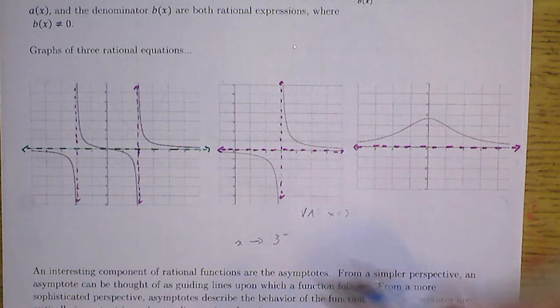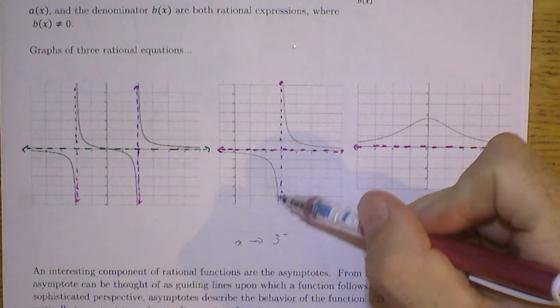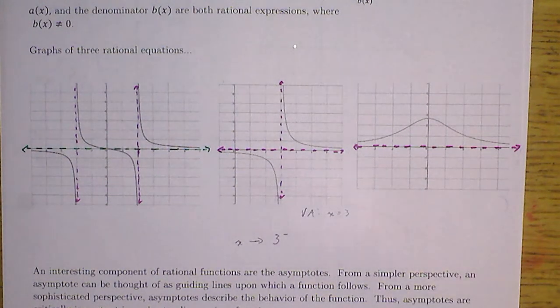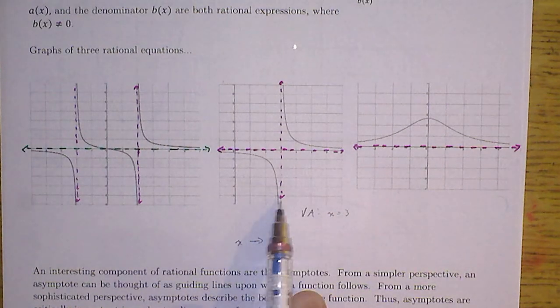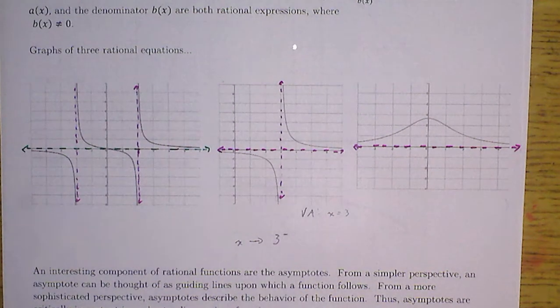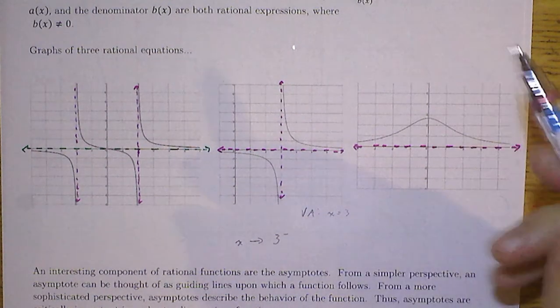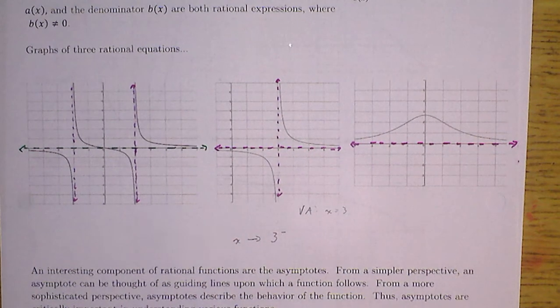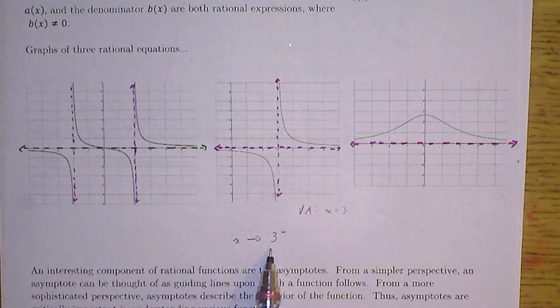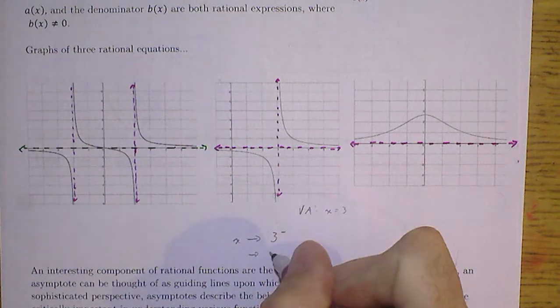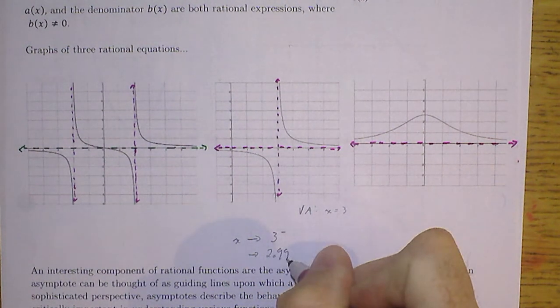And it gets really, really close. The closer it gets to 3, the more negative. And one could think that as you approach it and get infinitely close to 3 on the negative side, the value of the function goes down to negative infinity. Now, here, as x approaches 3 from the negative side, alternatively, you may want to think of it as 2.99.